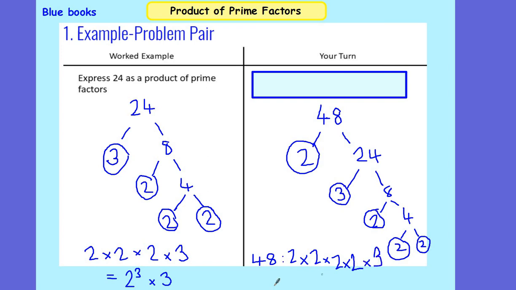Dylan, how many 2's have I got? 4, lovely, so that's 2 to the power 4 multiplied by 3. I'm going to rub that out to make that a little bit clearer. So I've got 2 to the 4 multiplied by 3, and that's my prime factorisation, or my product of primes in index form.